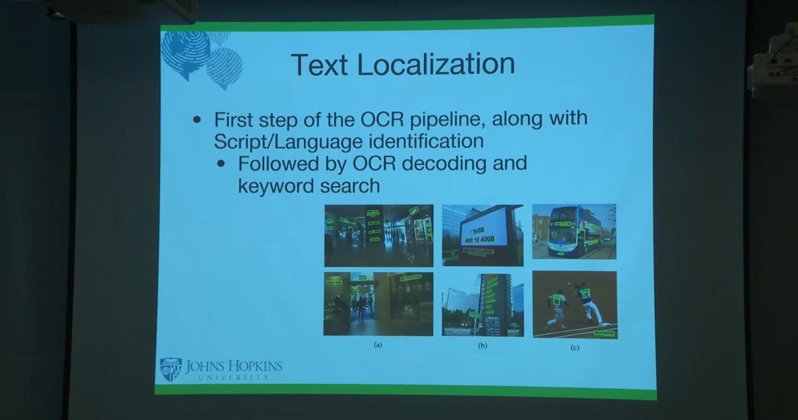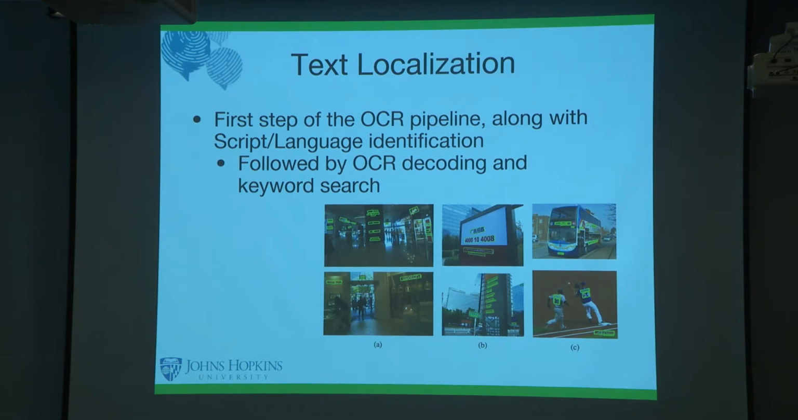So to break down text localization within optical character recognition, text localization is just trying to see whether or not there is text in the image, and if there's text in the image, then where is that text located? Because of this, text localization would be one of the first steps in the OCR pipeline, along with script and language identification. So basically just trying to figure out what language is in the image that we're looking at, whether that be a fax or some kind of scene like street signs or things like that.